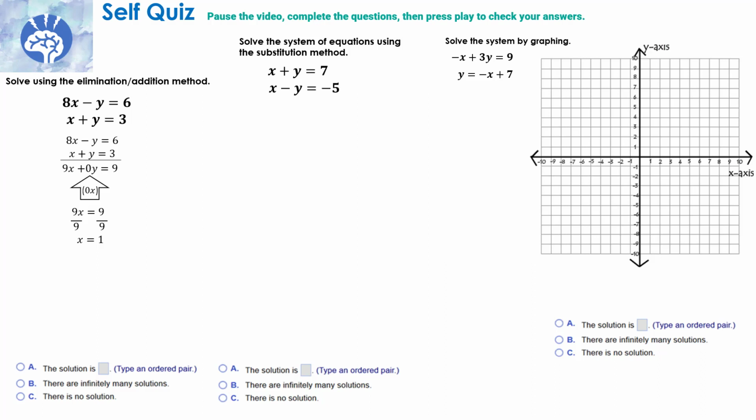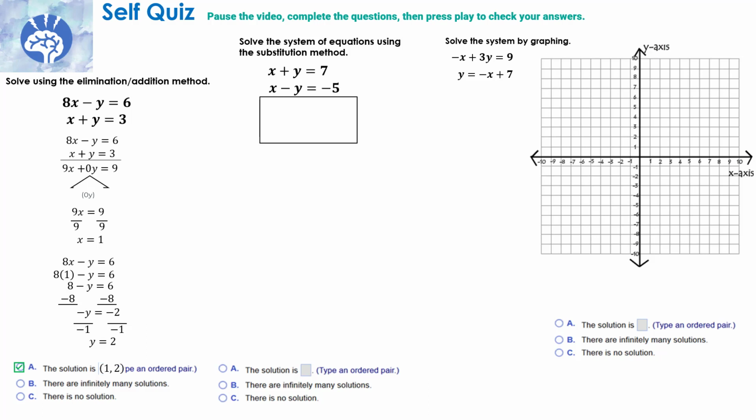Since we get x to equal a number, I know that my answer is going to be A, but we have to find y. We're going to back substitute x equals 1 into either of the equations. I decided to use the first one, you could use the second one. I'm going to put 1 in for x, 8 times 1 is 8. I'm going to subtract 8 from both sides, and then I have to divide by negative 1. That gives us y is 2. Our answer is A, and the solution set is 1, 2.